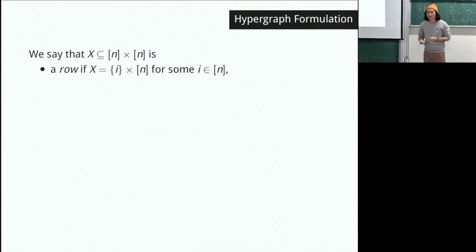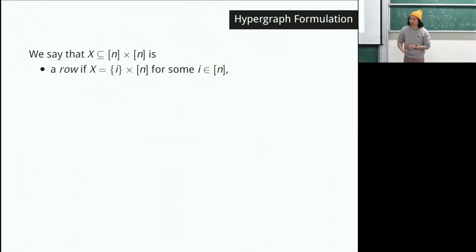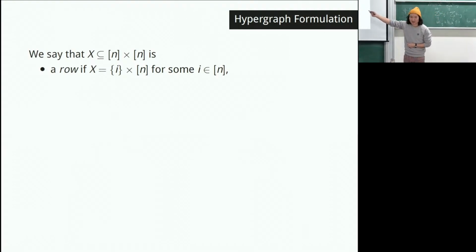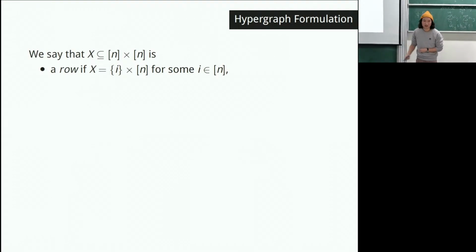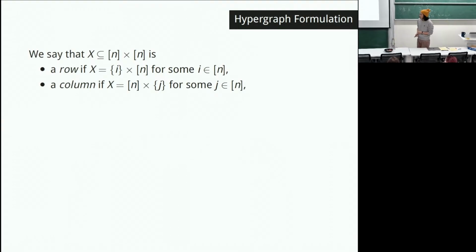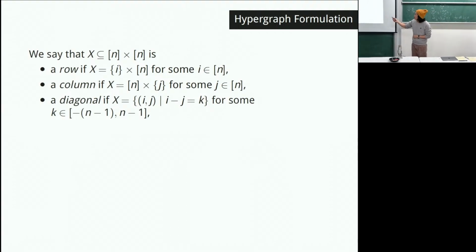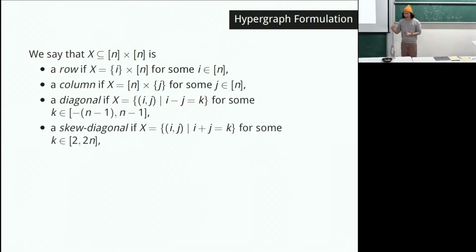The hyperedges will be the rows, the columns, and the diagonals. There are two sorts of diagonals. A row is something of the form {i} × [n], and these are the columns. The diagonals you can also say algebraically: they have a constant difference, where i minus j is a constant. The skew diagonals have a constant sum, where i plus j is a constant.